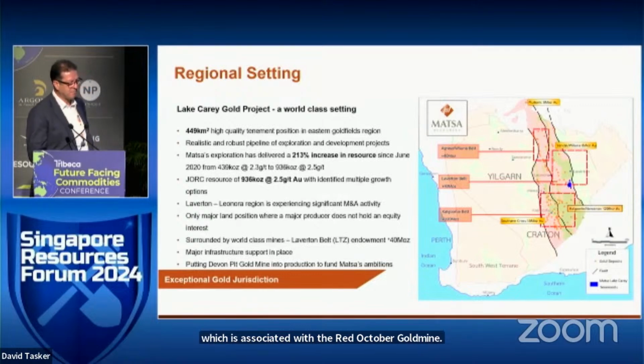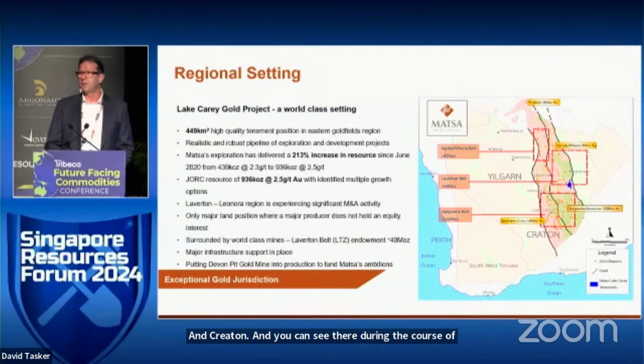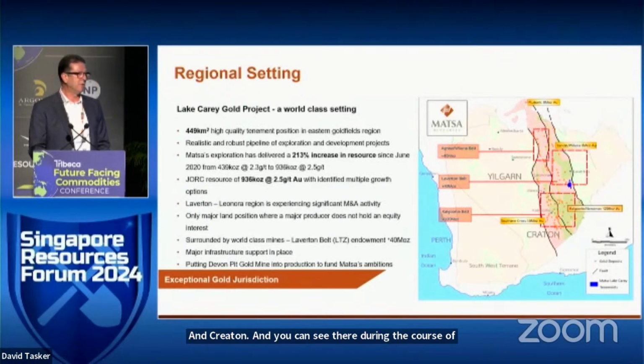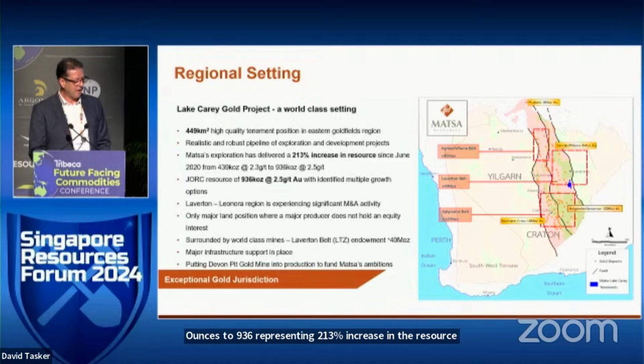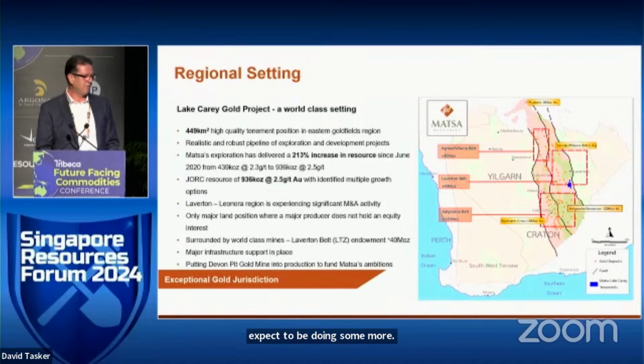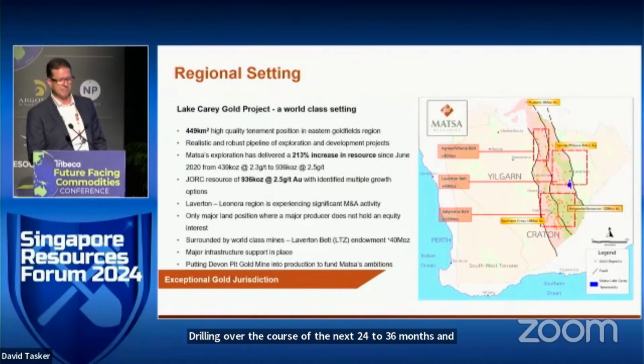The regional setting, we've got just shy of 450 square kilometres in the eastern part of the Yilgarn Craton, and you can see there, during the course of the last 3 years, our exploration has increased that resource from 439,000 ounces to 936,000, representing a 213% increase in the resource. So we're quite happy with that sort of result. We expect to be doing some more drilling over the course of the next 24 to 36 months and substantially increasing that number.